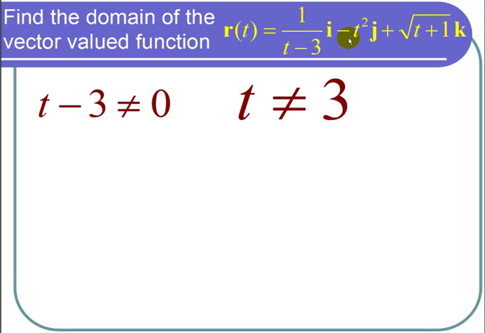So for the second component, minus t squared, there are no issues. Polynomials have domain all real numbers, so that doesn't restrict the domain.